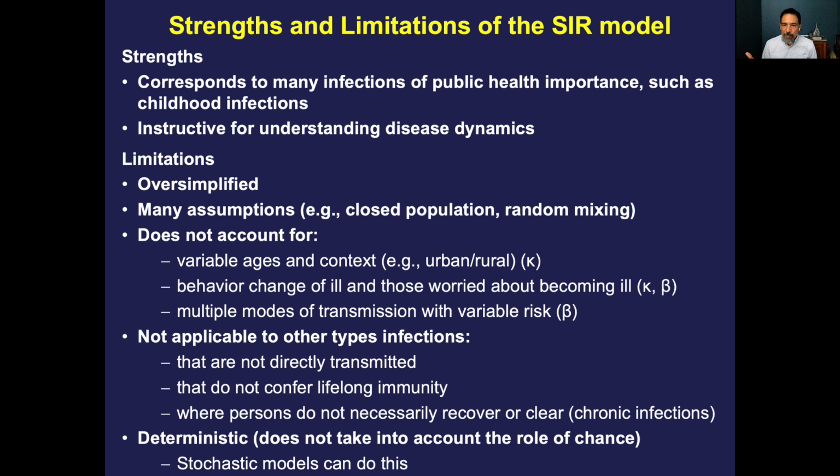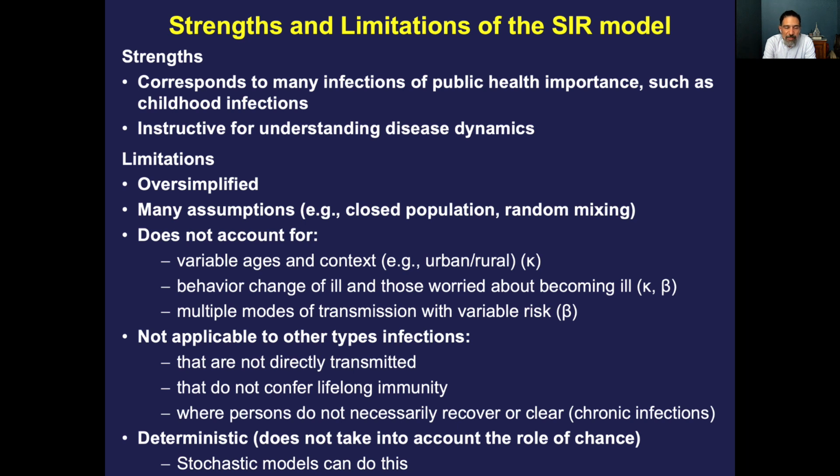So we might want to account for the fact that there are different kinds of exposures that could occur in the population over time. It's also a model that's not applicable to other types of infections, such as those that aren't directly transmitted, those that don't confer lifelong immunity, and where persons don't necessarily recover or clear the infection. So chronic infections, such as HIV, it's not necessarily applicable to. And so that's a limitation as well.